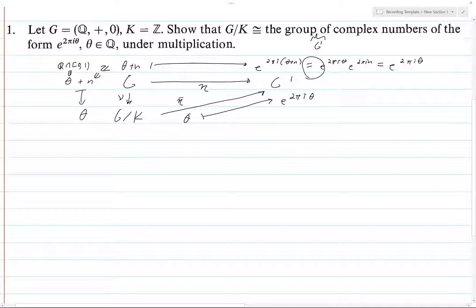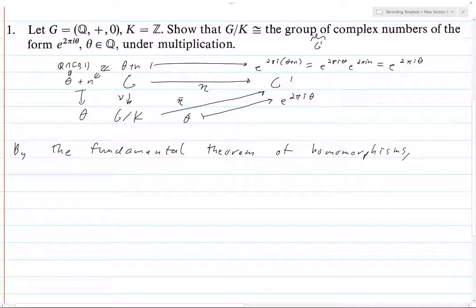And this step here is how you see that this eta is a homomorphism, and so forth, a bunch of words. So let's do the words now. By the fundamental theorem of homomorphisms, what we want to prove is that eta bar is an isomorphism. That's what's asked in the problem.